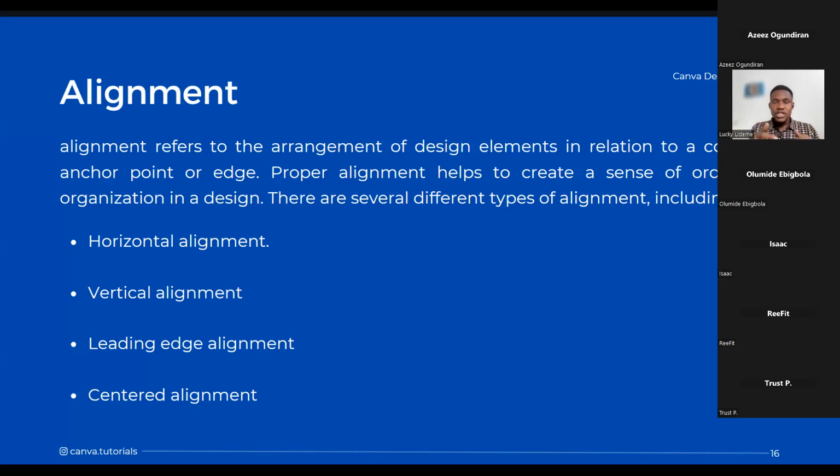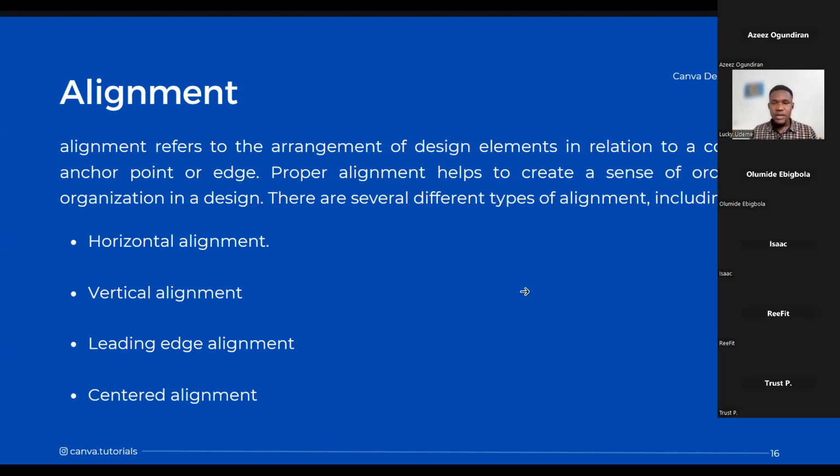So there is a shape or something in your design that has a straight edge. You want to align your elements to that edge. That is what leading edge alignment means. I'll show you in a bit. And then center alignment. It's just like horizontal and vertical. So maybe there's a vertical axis, and you want to align all your elements around that vertical axis in a centered manner.